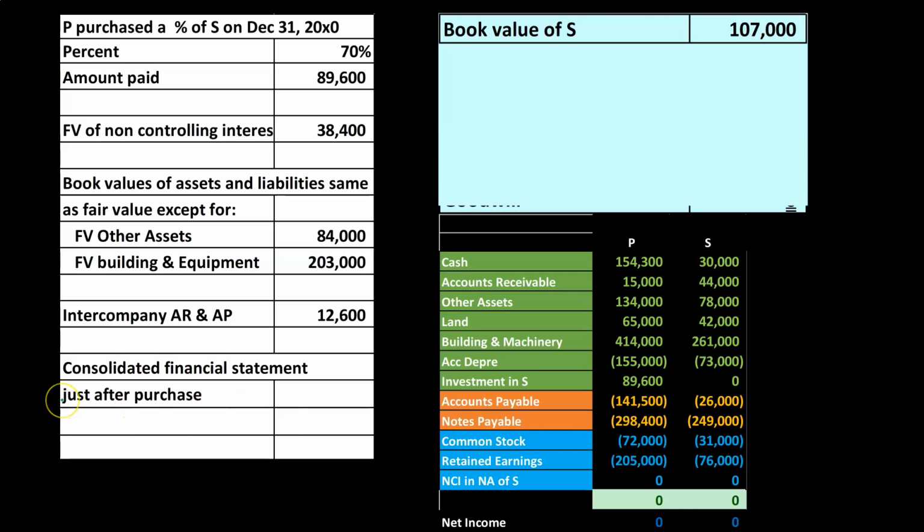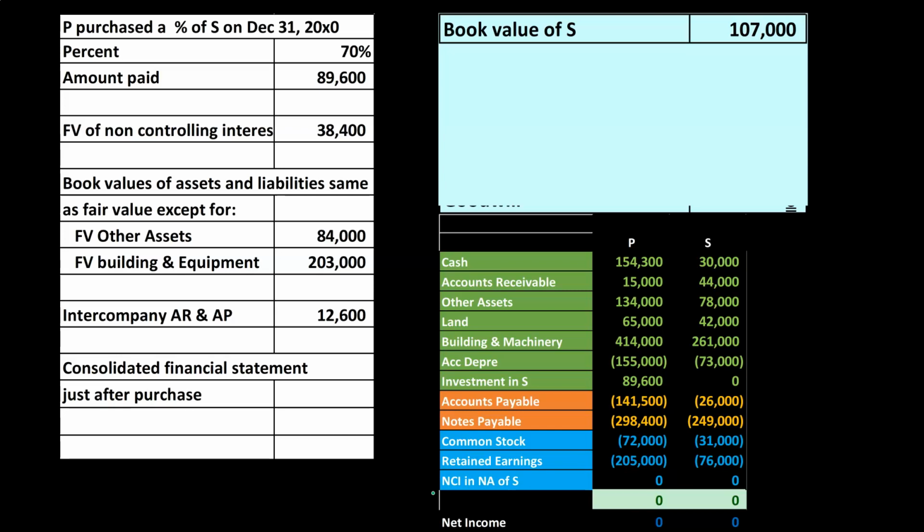Then we have the consolidated financial statement just after the purchase. So we're going to do the consolidation just after the purchase, meaning the purchase took place on December 31st. We're consolidating right after. Therefore, there are no income statement accounts we have to deal with. We're just basically consolidating the balance sheet right after the purchase period.